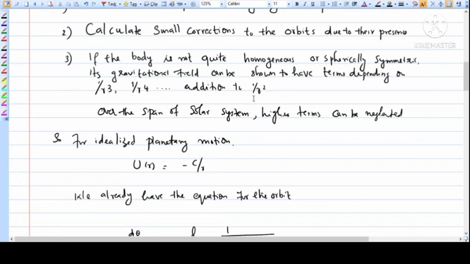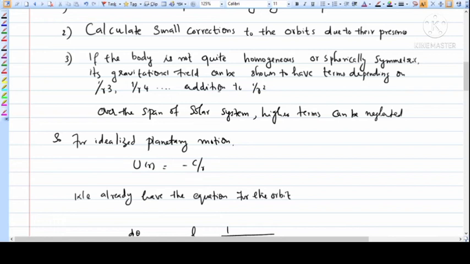So firstly we calculate the planetary orbits for finding the motion of the planets. We will find an equation for orbit, and here we neglect most of the interactions with other planets. In the second step, we will correct the equation of orbit for any term in connection with the presence of other planets.